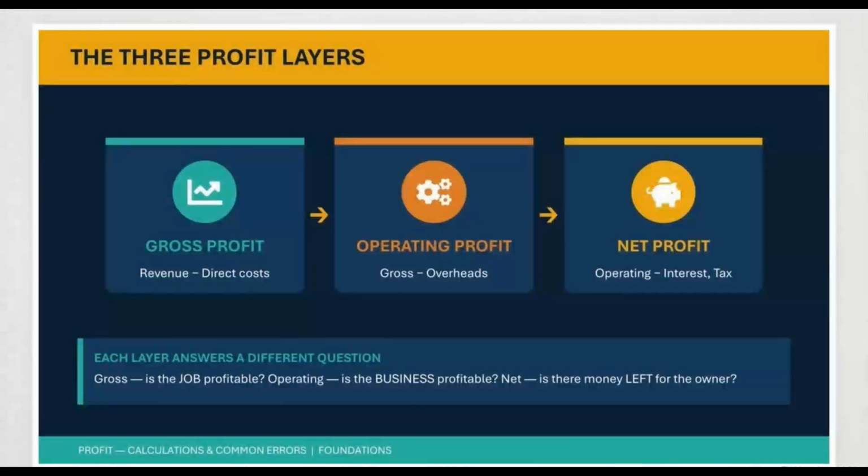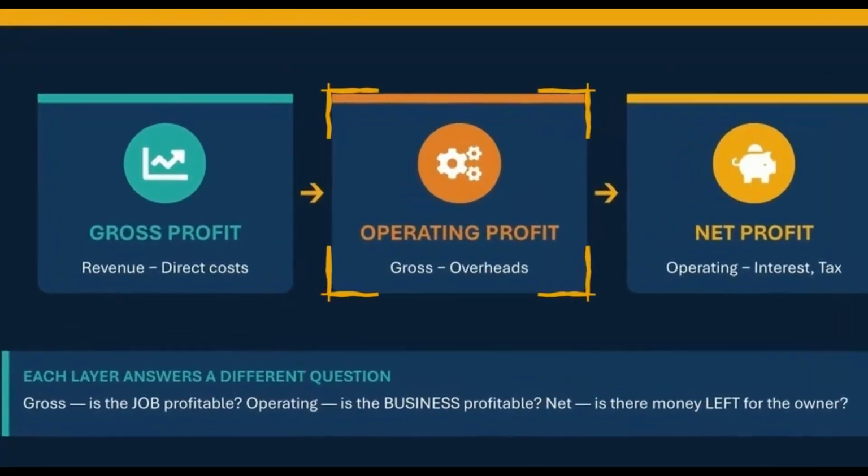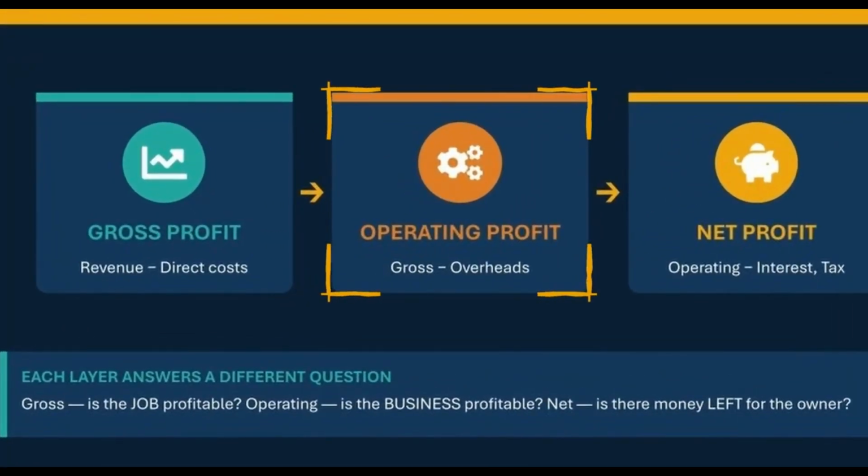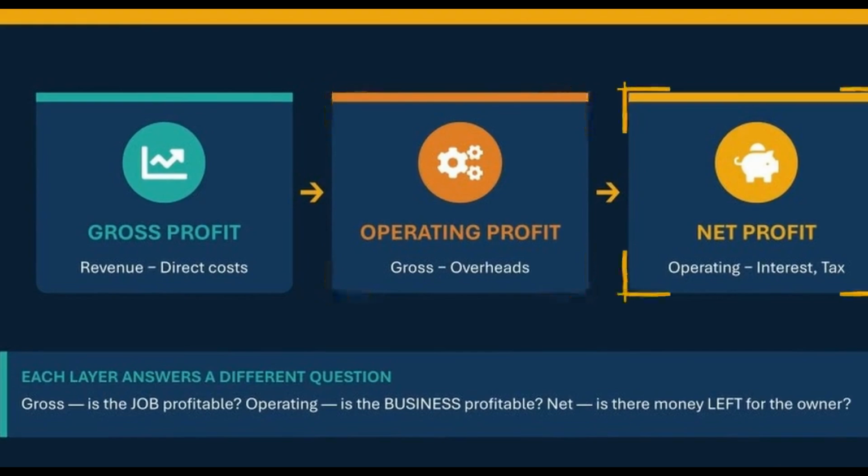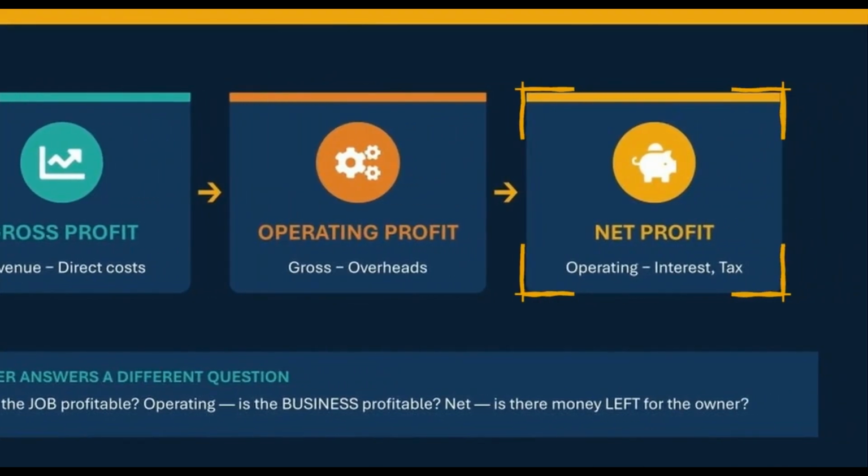Profit cascades in three layers: gross, operating, and net. Gross profit, revenue minus direct costs, answers, did this job make money? Operating profit subtracts fixed overheads to measure the whole business's health. Finally, net profit deducts interest and taxes, leaving the owner's final cut.